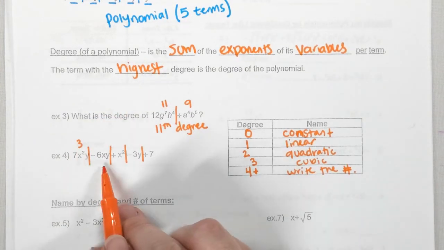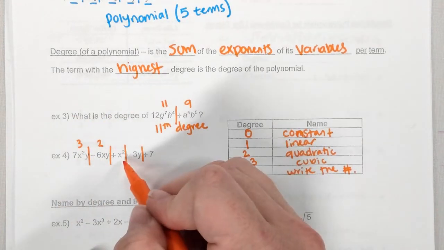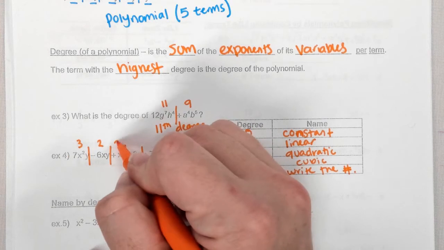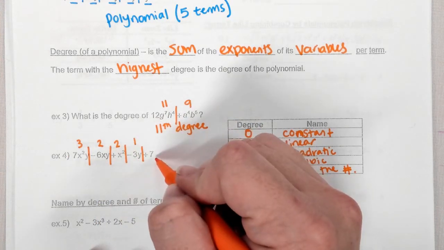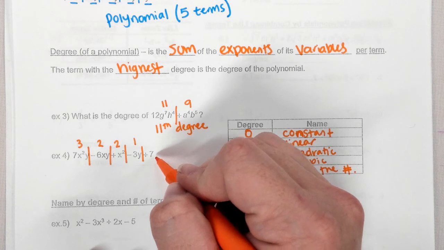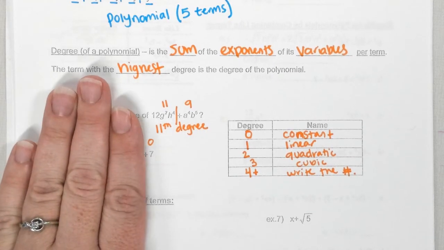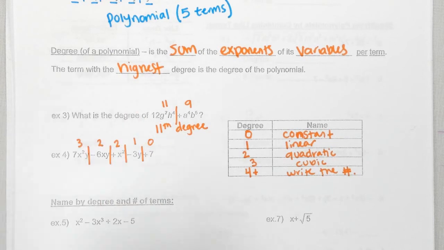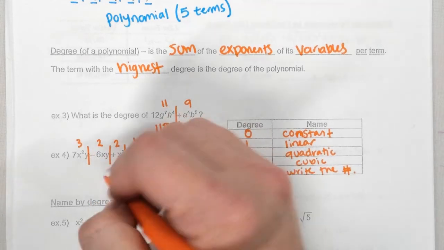So this would be a degree of what? 2, yeah, because 1 plus 1. Now this one is a degree of 2. This is a degree of 1. And what's this a degree of? If there's no letter, it's 0. It's a constant. So if it was just 7, we would call it a constant because there's no variable. Does that make sense? Okay. So now, what's my highest degree? 3. So what is this called? Cubic.